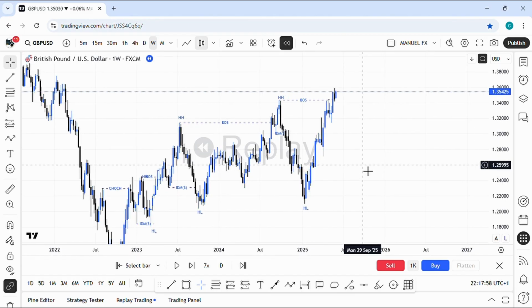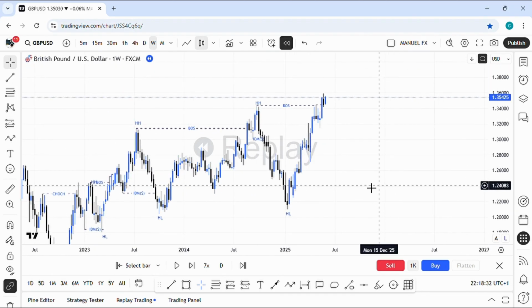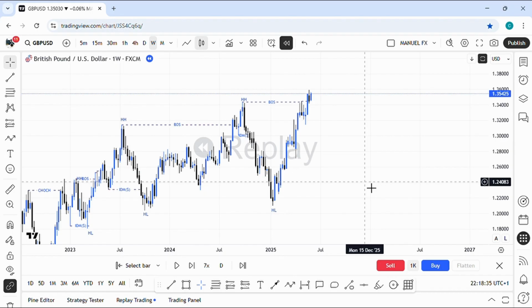I love GBP USD. It's one of my favorite pairs to trade. I only trade GBP USD and XAU USD, but my most traded pair is XAU USD. I love GBP USD because the price action is so amazing. This is top notch. So this is how you keep on spotting your market structure time and time again.